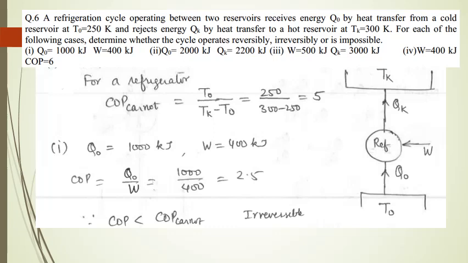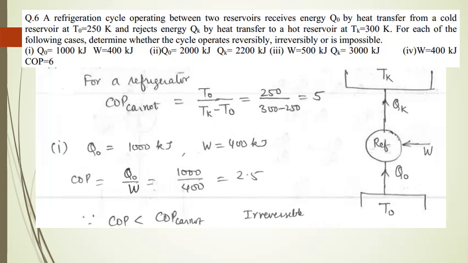Now any refrigerator which is operating between these two temperature limits, that is 250 Kelvin and 300 Kelvin, can have a maximum COP of 5 as given on the slide, because Carnot COP is equal to T0 upon Tk minus T0, and that will yield the maximum COP of 5. So the refrigerator which is having the maximum COP will be none other than the Carnot refrigerator, or you can say reversible refrigerator.